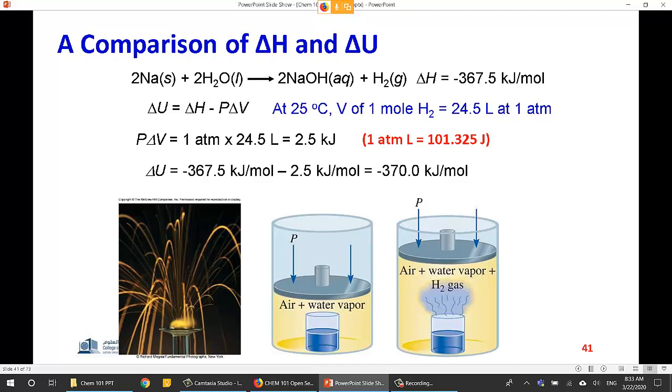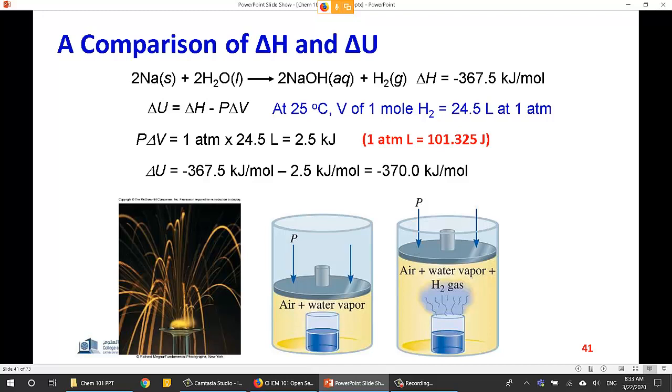Let's calculate the work of that, or actually let's calculate the P delta V for that. So P delta V, if this reaction is happening, it's going to produce some hydrogen. The hydrogen will increase the volume of that container, right? And therefore, P delta V is 1 atmosphere, which is the constant pressure, times 24.5 liter. And we're going to get an answer of 24.5 atmosphere liter. We convert that to joules, 2.5 kilojoule.